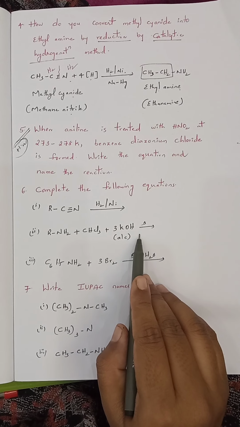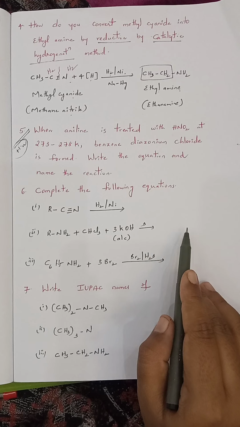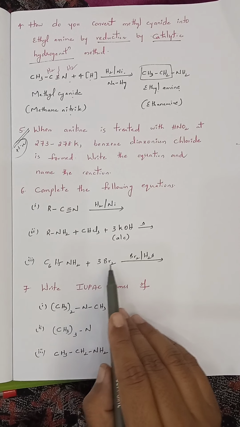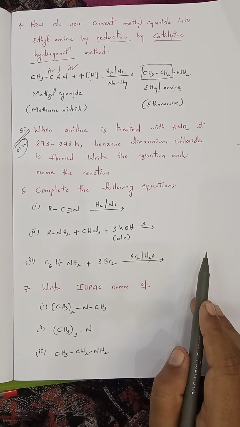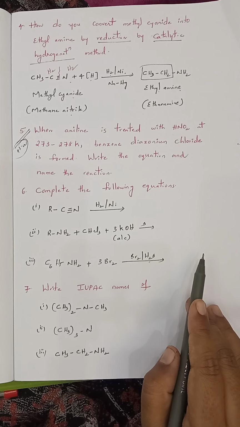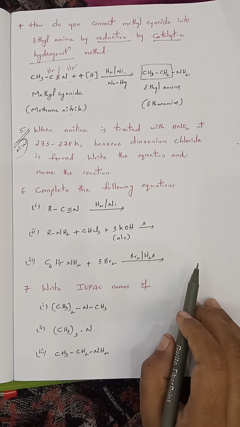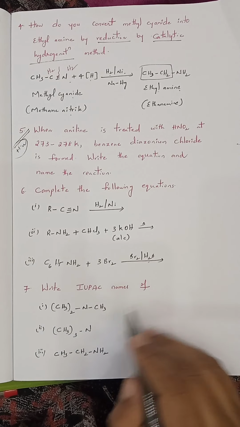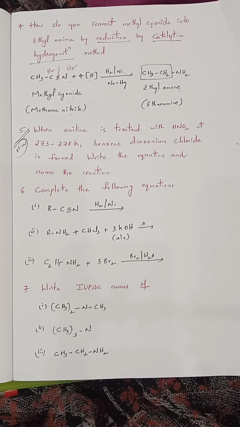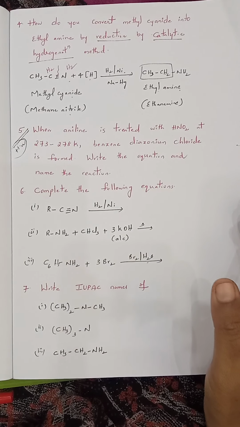RNH2, CHCl3 and KOH. What is this reaction and what will be the product? When bromination takes place in presence of water, what will be the product? Whether it can give tri-substituted product or mono-substituted product, you have to find. And next, a few more questions I have given. Write IUPAC names of these compounds. Okay, this is about the chapter amines.